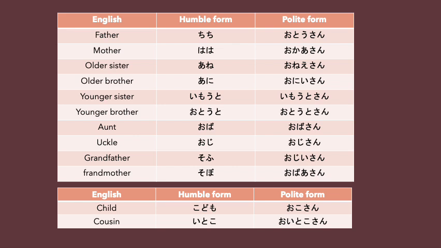The couple of new words here are child and cousin. Humble form for child is kodomo. Polite form is oko-san. Cousin is itoko. Polite form is oitoko-san. So both kodomo and itoko take o and then san at the beginning and at the end.